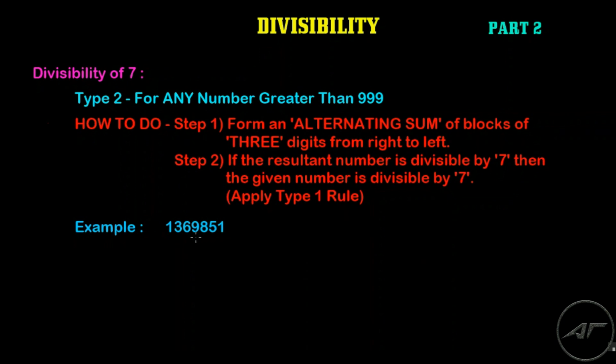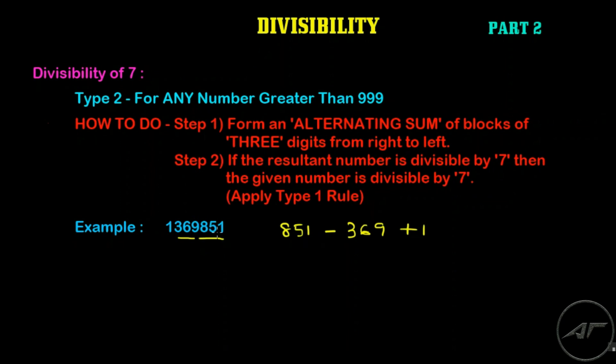So let's check it out for the number 1369851. Now, forming blocks of 3 digits from right to left, we get this number, and this. Now we'll have to form an alternating sum, that is 851 minus 369 plus 1. So now do you understand what an alternating sum means? This is your first part.